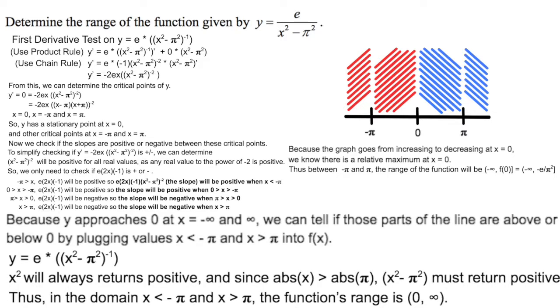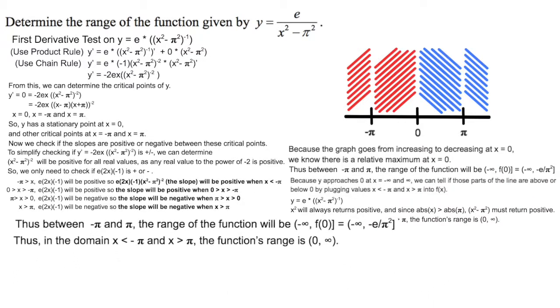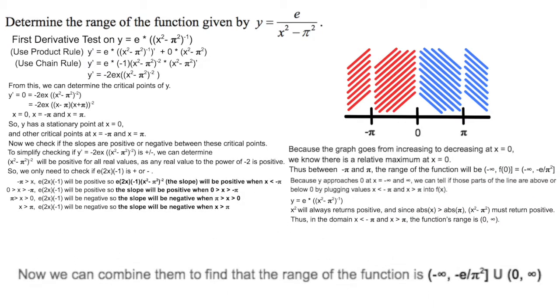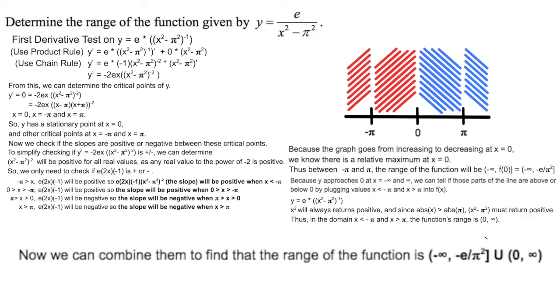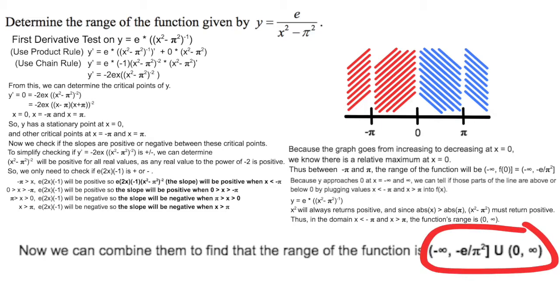For both, it turns out that x squared is greater than pi squared. So x squared minus pi squared is greater than 0. We also know that e will always be positive, so the function's range is bounded in 0 to infinity. In the domain, x is less than negative pi and x is greater than pi. Now we can combine them to find that the range of the function of e over x squared minus pi squared is from negative infinity to negative e over pi squared and 0 to infinity.